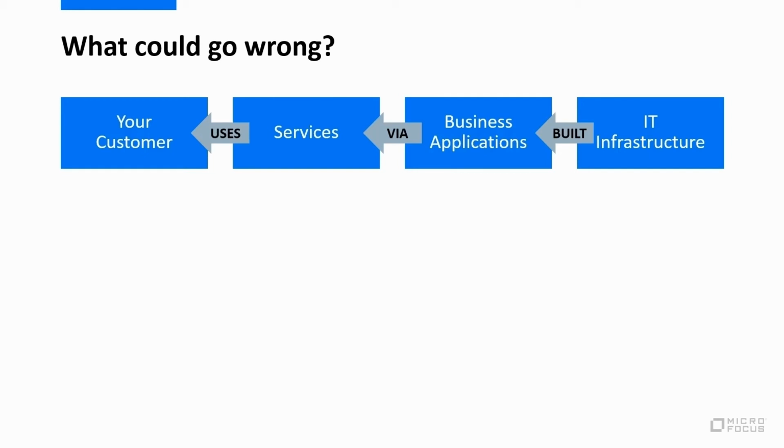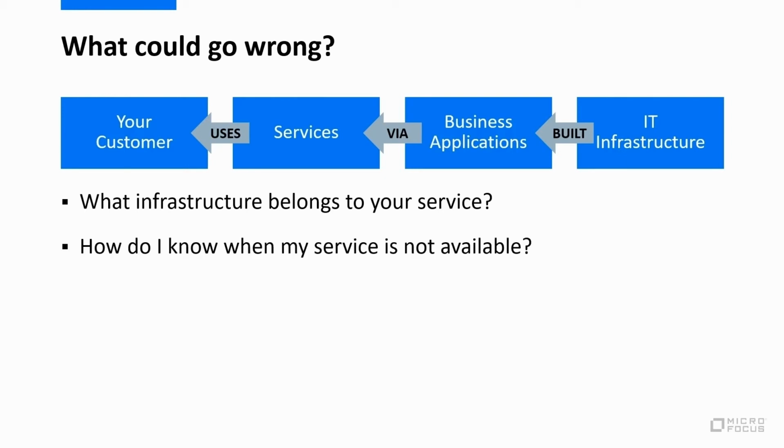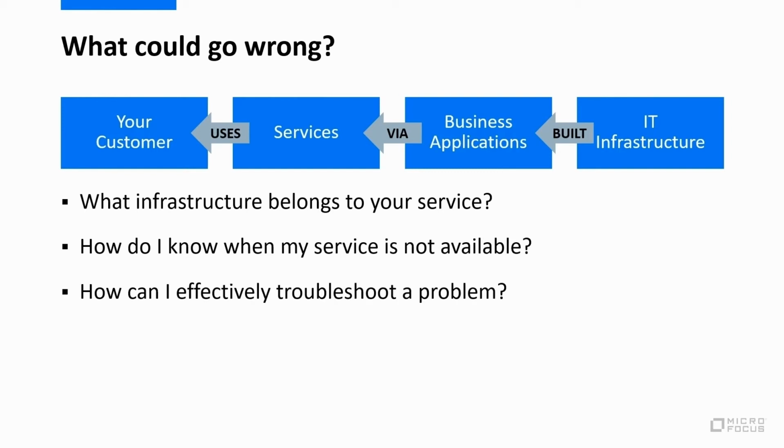So, when something goes wrong, what are the questions that you need to answer to help restore that service to its normal working function? The first one is, what infrastructure belongs to your service? Do you know? Are you able to go into your data center and work on the correct server that impacts your service only? How do you know when your service isn't available? With all of the failures that might occur in a data center over a given day, how many of them actually impacted your service? How can you effectively troubleshoot a problem? How do you know the flow of your service through the infrastructure that it uses?